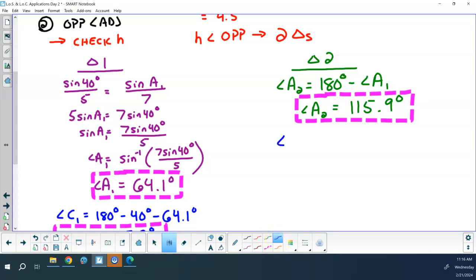Angle C sub 2 is going to be 180 degrees minus 40 degrees minus 115.9 degrees. 180 minus 40 is 140. 140 minus 100 is 40. 40 minus 10 is 30. 30 minus 5 is 25. 25 minus 0.9 is 24.1.